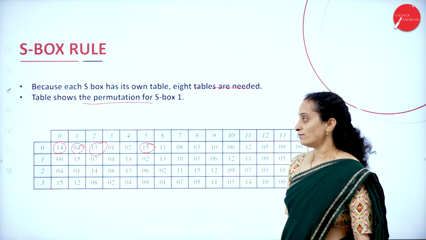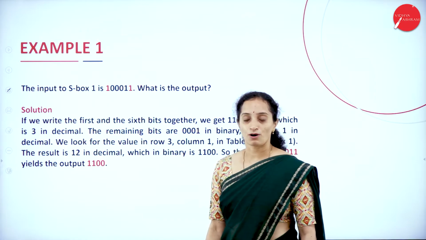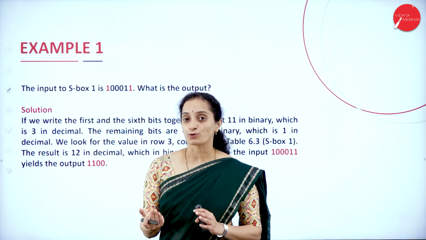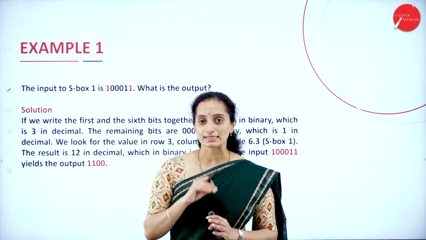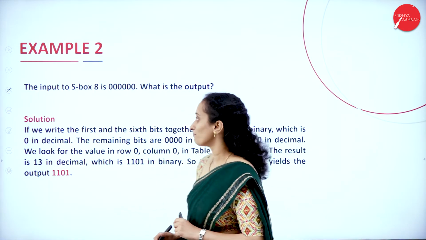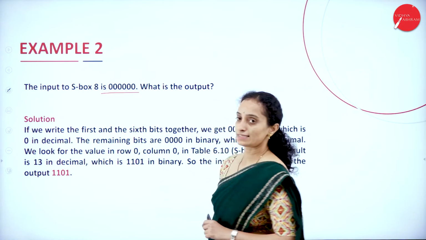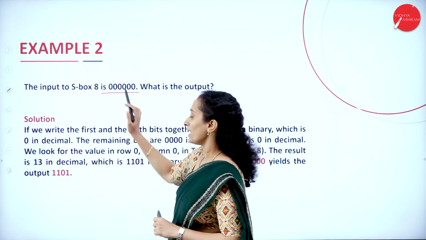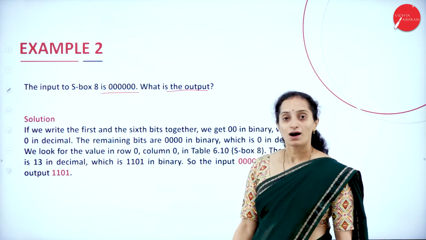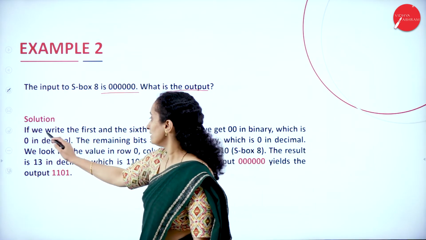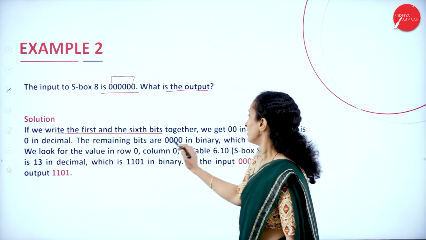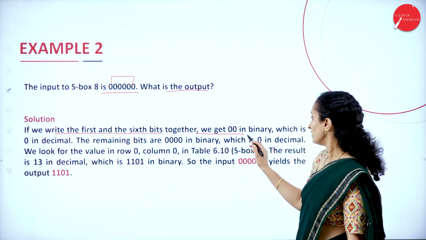Now let's take an example of how the S box generates the output of 4 bits from the input of 6 bits. The first example is where the input to S box 8 is all zeros. What is the output? To calculate it, if we write the first and the 6th bit together, we get 0, 0 in binary.